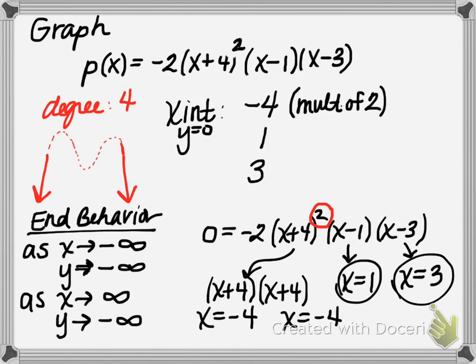So now let's think about what that means about the graph. Because we have a multiplicity of 2, and because that is an even multiplicity, that tells us that our graph is going to touch the x-axis when x equals -4. We call it a touch or a bounce. Now at x equals 1 and x equals 3, those only appeared 1 time. The exponent was a 1 for both of those factors. And that tells us then that the graph will go ahead and cross through the x-axis at both x equals 1 and at x equals 3. So we have a touch, and then we have 2 crosses.